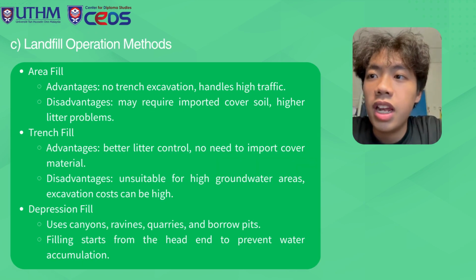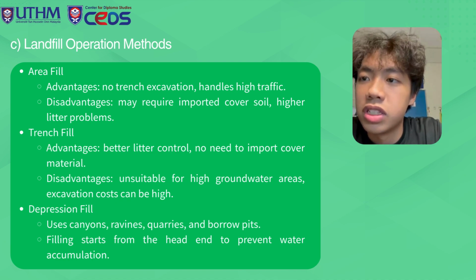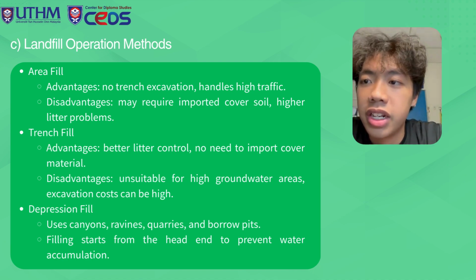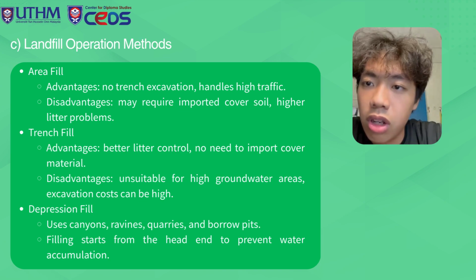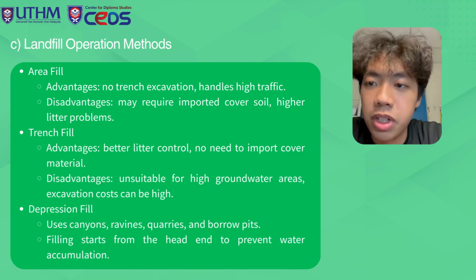For Part C, landfill operation methods, the first one is area fill. The advantage of area fill is no trench excavation and it handles high traffic, but the disadvantage is it may require imported cover soil and has higher litter problems. The second one is trench fill. The advantage is better litter control and no need to import cover material, and the disadvantage is it is unsuitable for high groundwater areas. Excavation costs can be high.